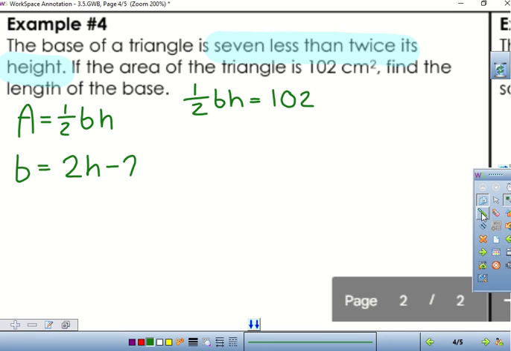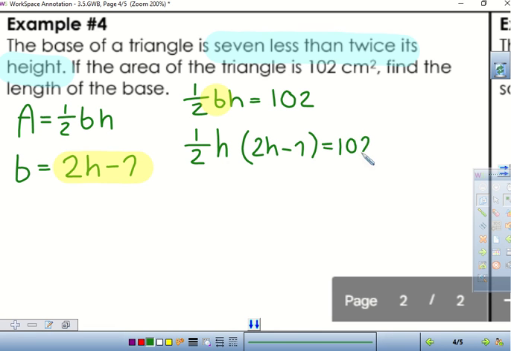So what can we do with this formula for the base? I can plug it into the formula. So I end up with 1/2 h times 2h minus 7 is equal to 102. I just rearranged everything being multiplied to make it easier. So I distribute, and I get 1 half times 2 is just 1, and then that's going to be minus 3.5h. And then I'm also going to subtract over the 102.